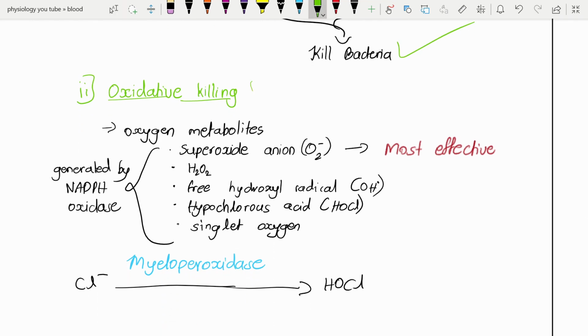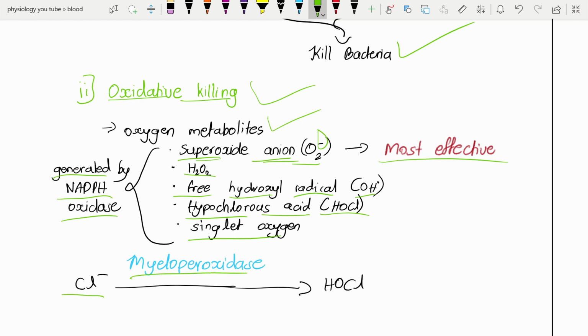And finally, it comes to the oxidative killing. Most of the oxygen metabolites will help in bacterial killing. These are generated by the NADPH oxidase enzyme. Here you can see superoxide anion, which is O2 minus, hydrogen peroxide, free hydroxyl radicals OH dot, hypochlorous acid HOCl, and singlet oxygen. Among these, superoxide anion is most effective. Here you can see the myeloperoxidase enzyme, which converts chloride ion to hypochlorous acid.